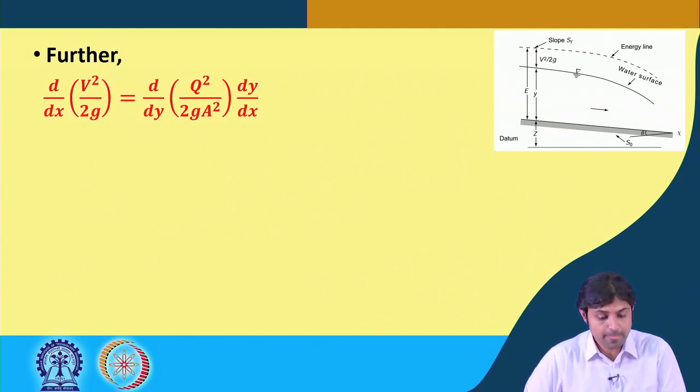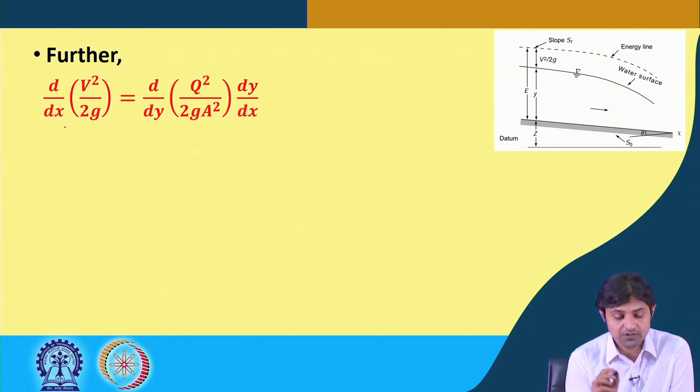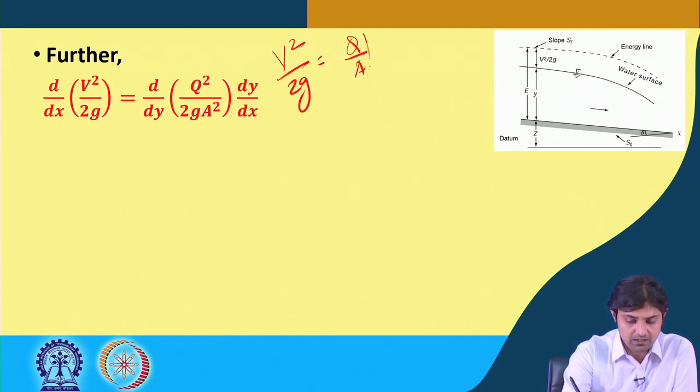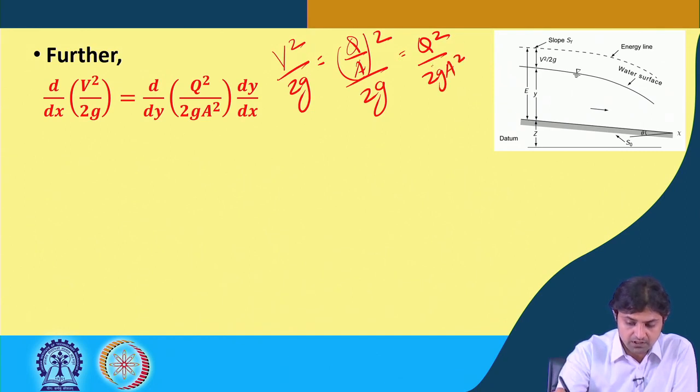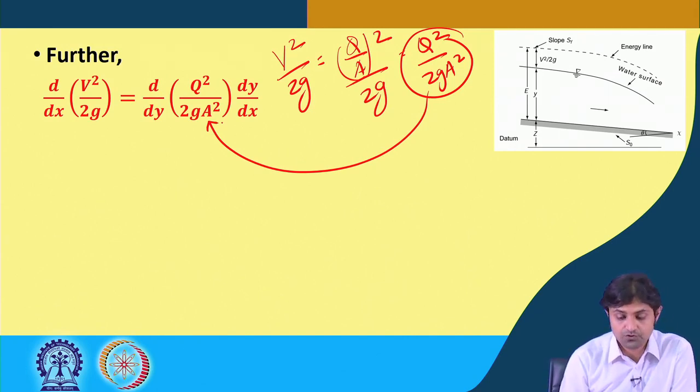So, further, going into the sub part of that equation for d dx of V square by 2g. V square by 2g can also be written as, with V as Q by A, Q square by 2g A square, and this is what has been put here. This you should be clear.